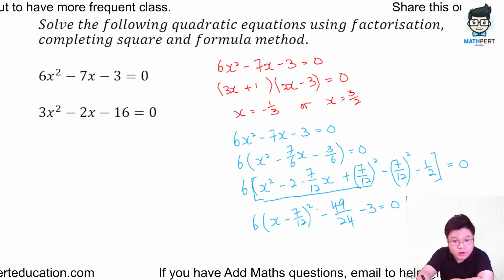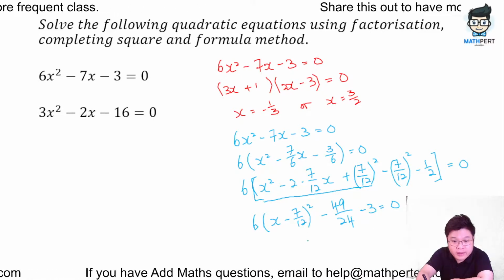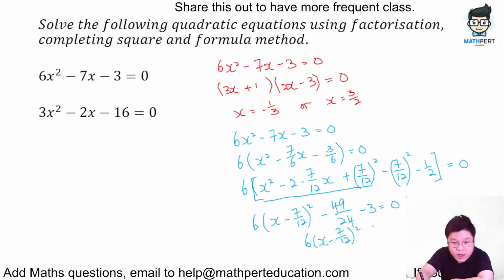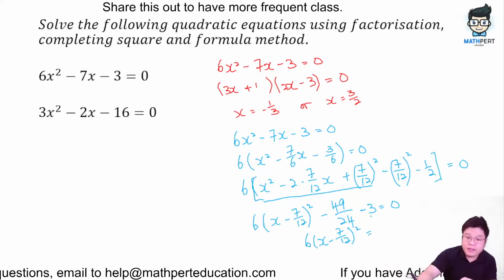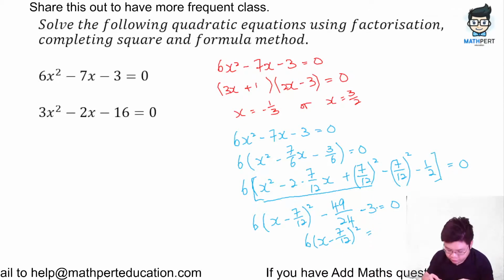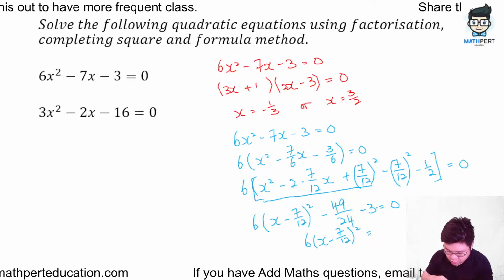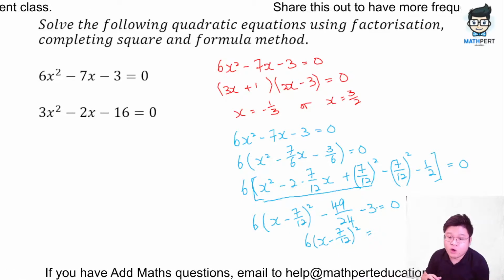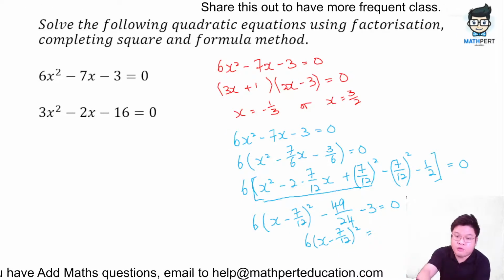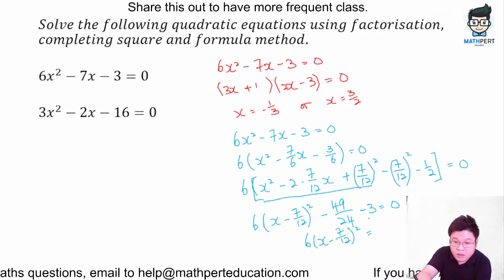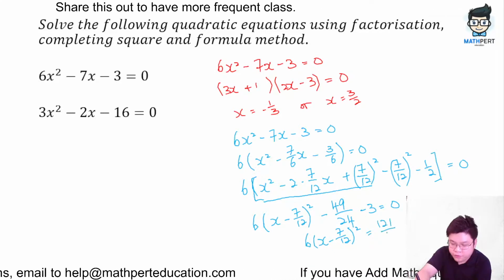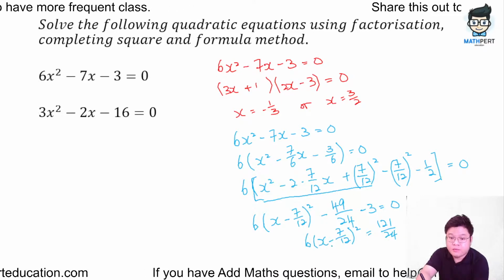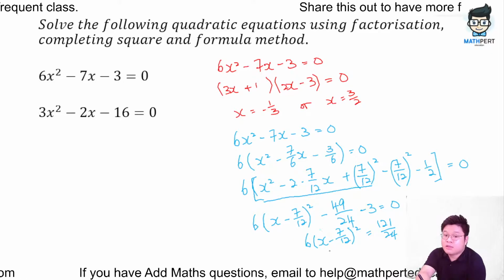Alright, so now you can group these two together. So you get 6 times x minus 7 out of 12 squared equals to 49 over 24, negative 49 over 24 minus 3. You get negative 121 over 24. When you move it to the other side, it will become positive. It will be 121 over 24. Alright, and then we need to find the value of x, isn't it? So now can you solve this?